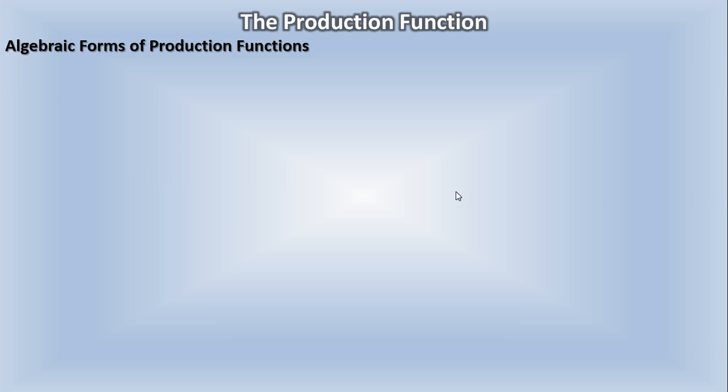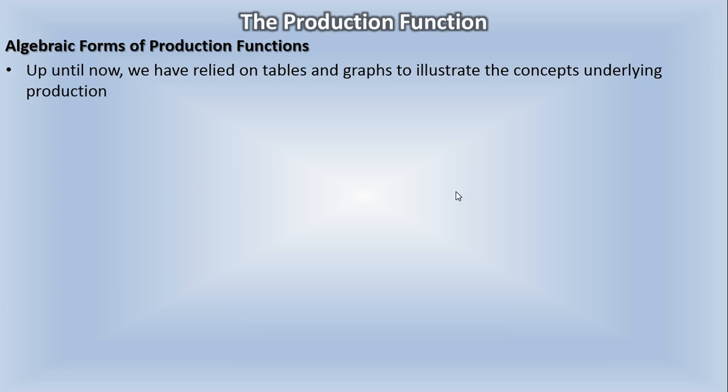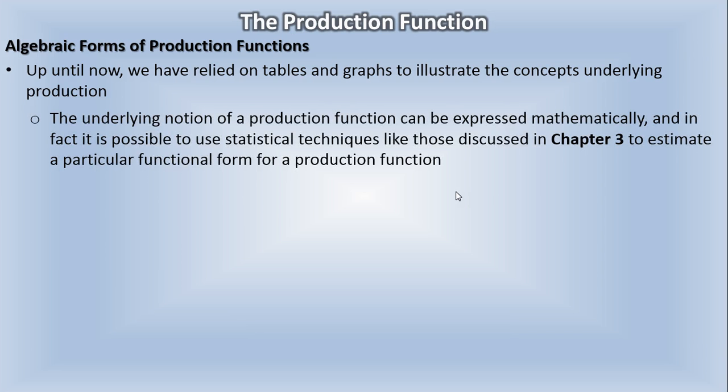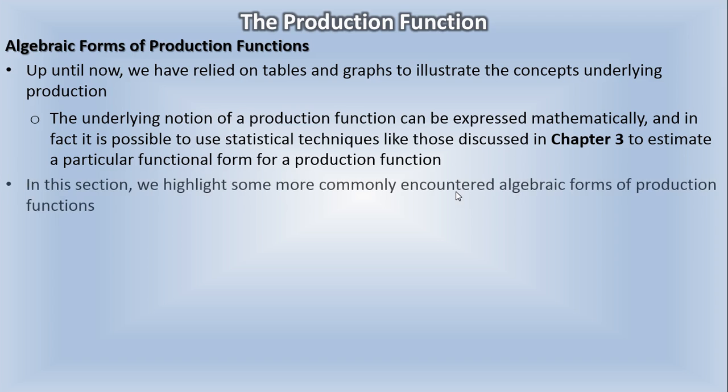It can be a line, but a line would not capture the complexity that we've assumed that the production process has, and so it has to be a little bit more complicated than that. So until now, we've relied on tables and graphs to illustrate the concepts underlying production. The underlying notion of a production function can be expressed mathematically, and in fact, it's possible to use statistical techniques just like those discussed in Chapter 3 to estimate a particular functional form for a production function.